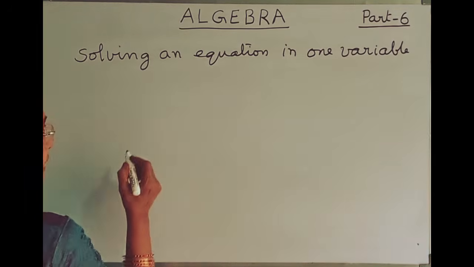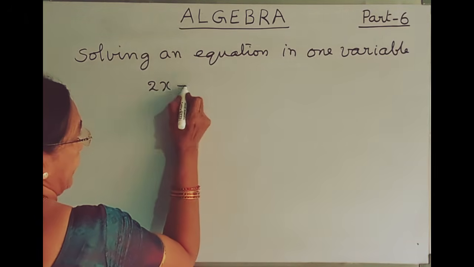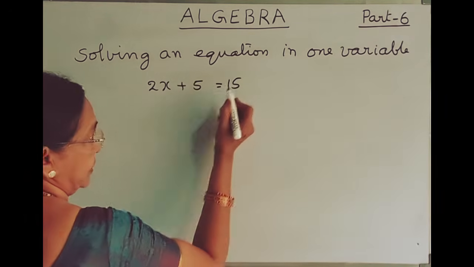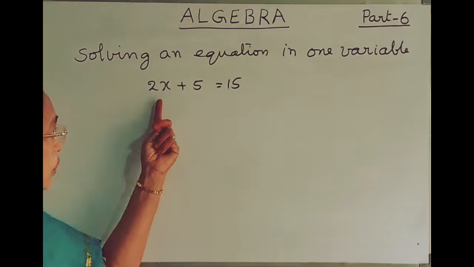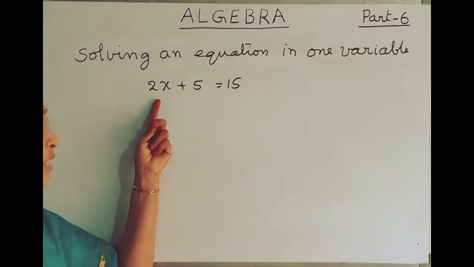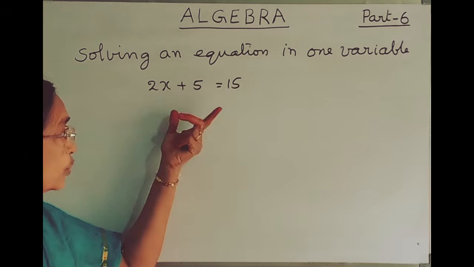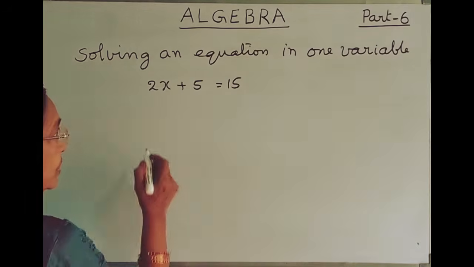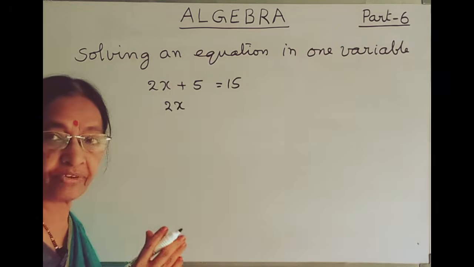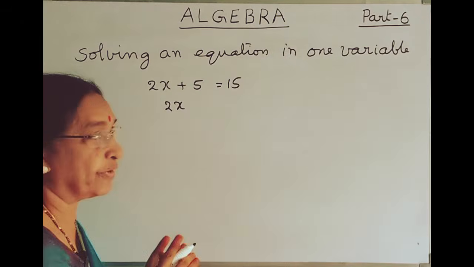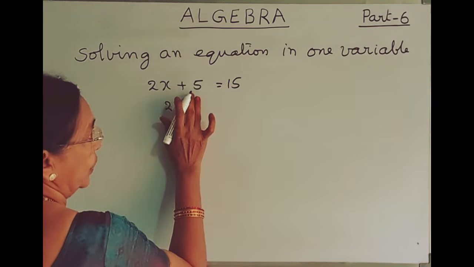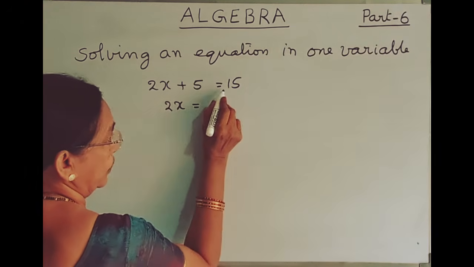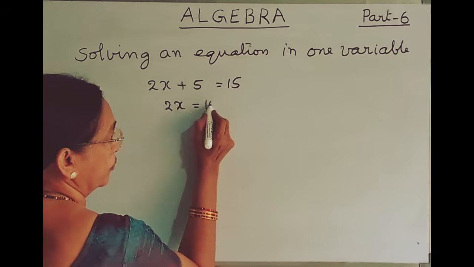For example, take an equation 2x plus 5 is equal to 15. Here there are 2 terms in the left hand side. So you must take this constant also to the right hand side. So ensure that only the terms having the variables are in the left hand side. So take the constant to the other side. Therefore 2x plus 5 is equal to 15, or 2x is equal to 15.